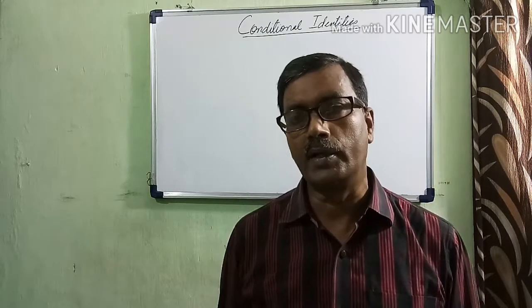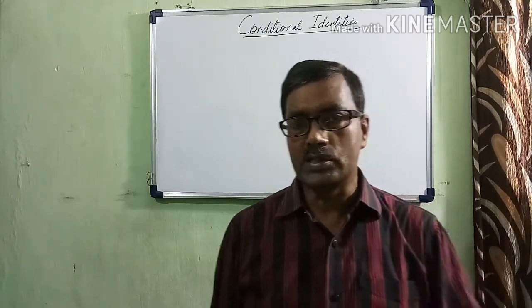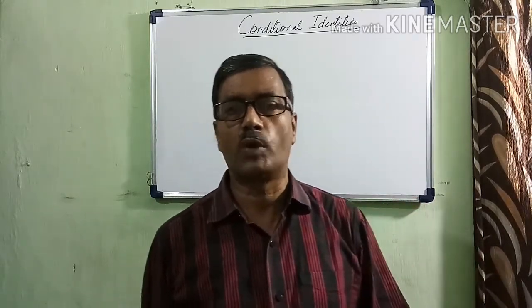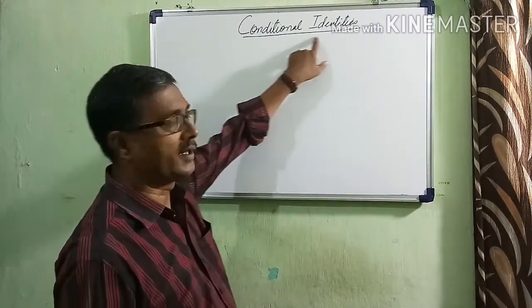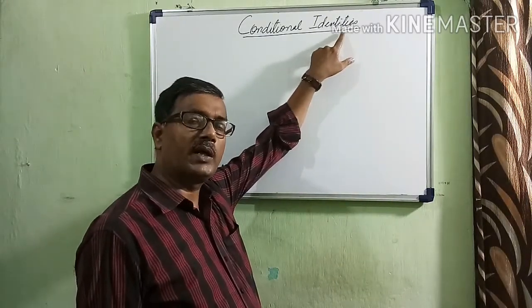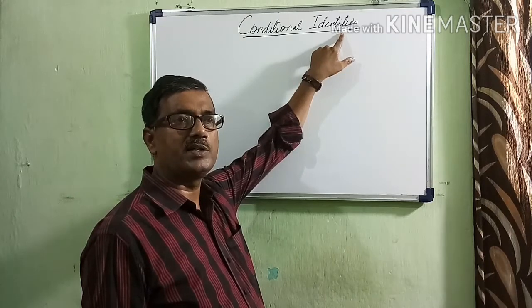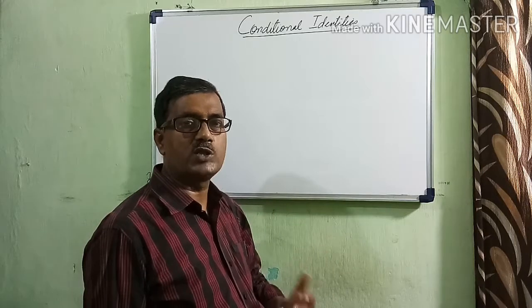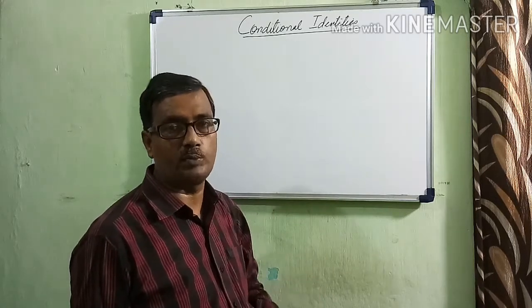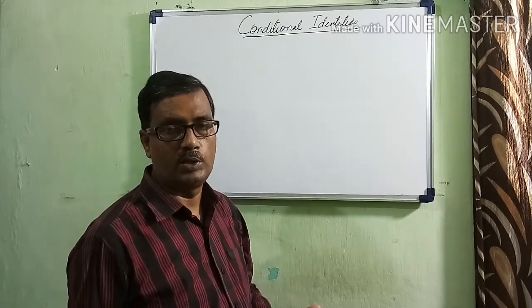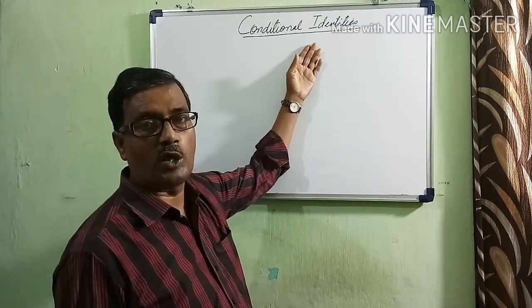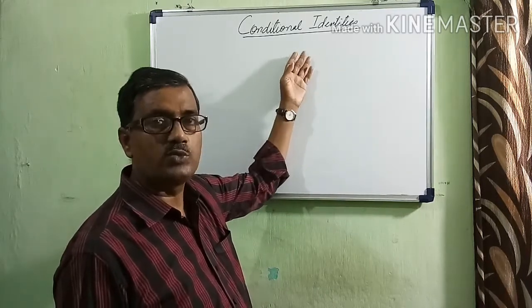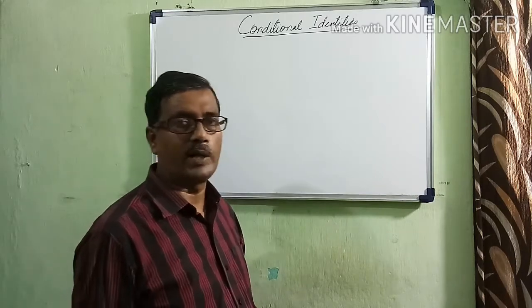Before the vacation, we had already completed these identities. Now, this is another part of these identities, that is what we call conditional identities. What do you mean by conditional identities? Conditional identities means it is a type of question where we will not have any sort of trigonometrical ratio. It is out of trigonometrical ratio. That is what is called conditional identities.